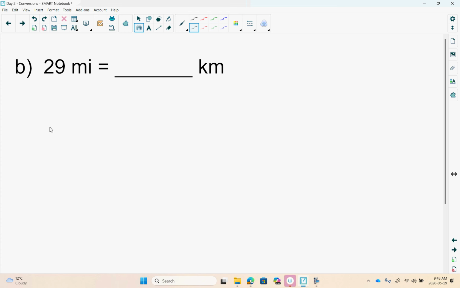We're going to start with 29 miles. We're going to multiply. I want to get rid of the miles, so miles goes on bottom, and I want to keep the kilometers. Kilometers goes on top. If I look at the conversion factor, I'm looking in that middle box again. 1 mile, so the 1 would go on the bottom, is equal to how many kilometers? 1.6093. Perfect. What happens to the miles?